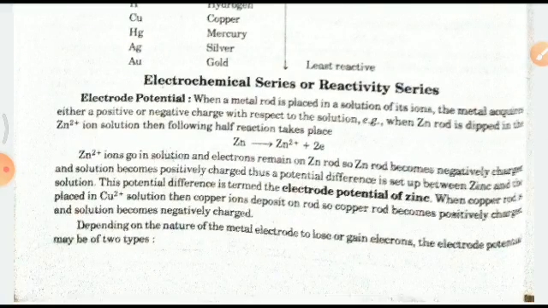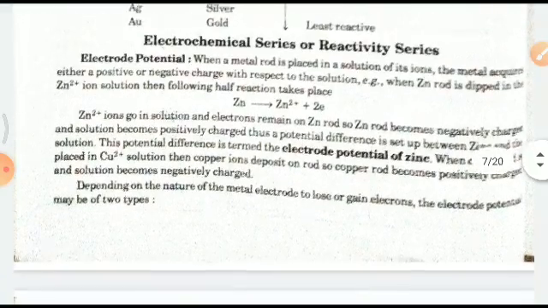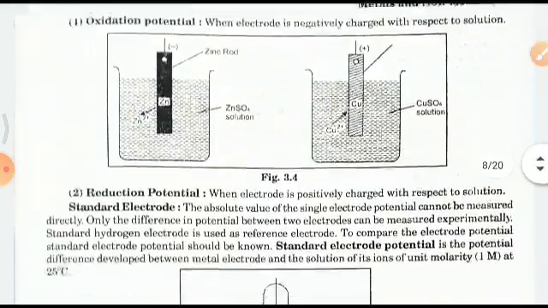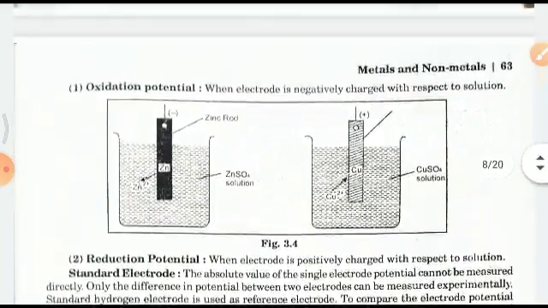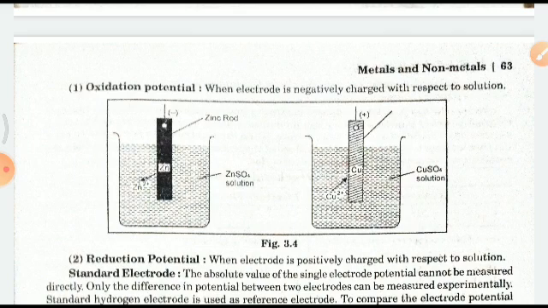Then there is also an electrochemical series, right? Now there are certain terms which we need to remember. First is oxidation potential. This is the potential when the electrode is negatively charged with respect to the solution, right? If the solution is zinc sulfate, then a zinc rod is taken and the charge is negative. Reduction potential is when the electrode is positively charged with respect to the solution, like copper sulfate, where the rod is of copper with positive charge, right?